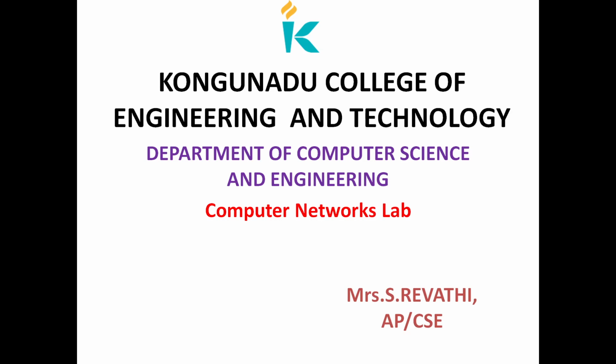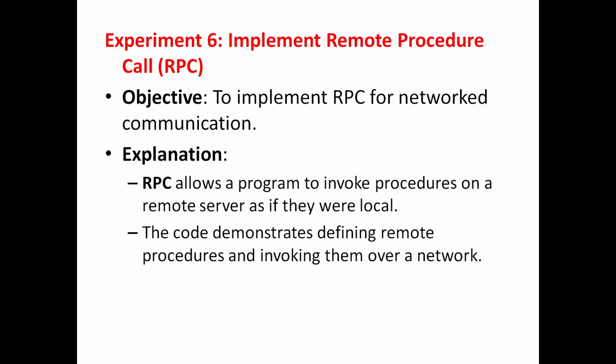Today we're going to see the computer networks laboratory experiments. Here we have 11 experiments. In this, let me see the sixth experiment. Experiment 6 is implementation of a remote procedure call. The objective of this program is to implement the RPC, the remote procedure call, for network communication.